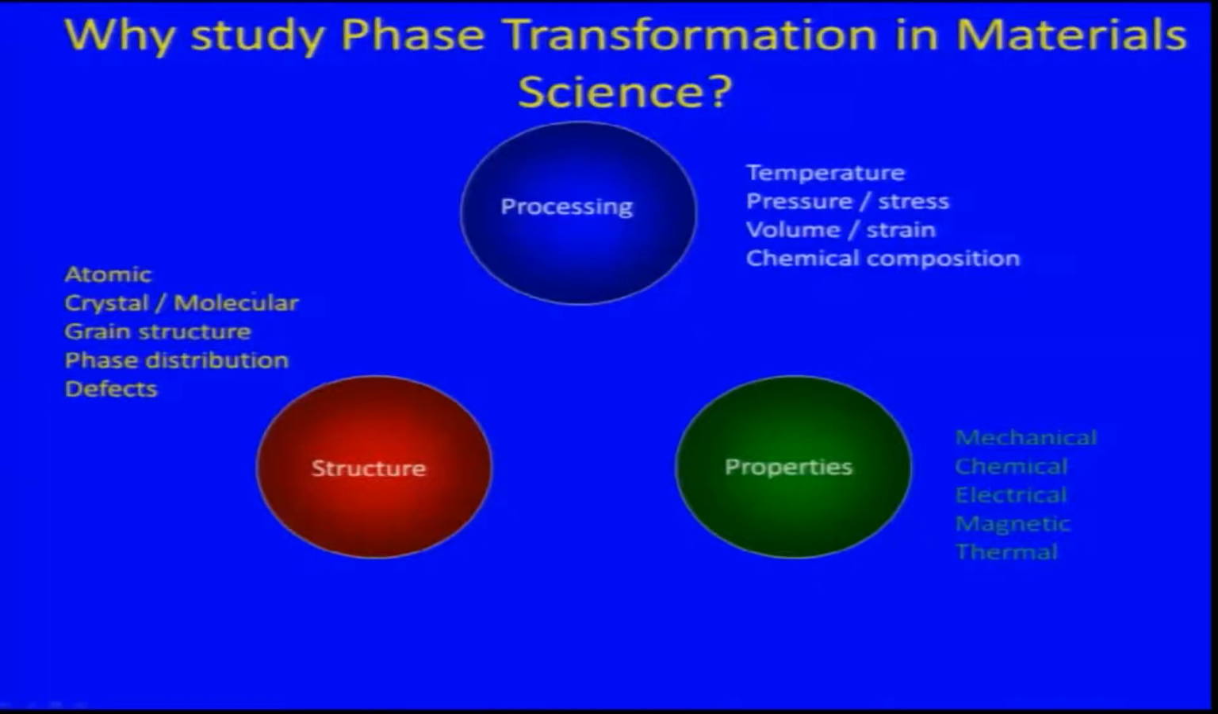So, as you see here, these are the variables for the processing: temperature, pressure or stress, strain or volume, and chemical composition for the alloys. You can change chemical composition by making different alloys.